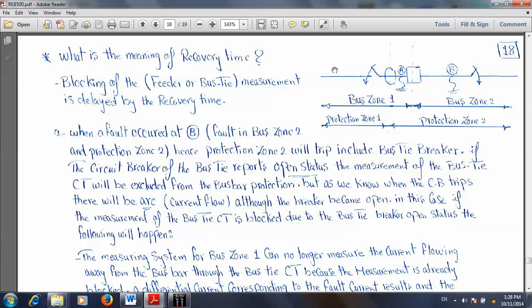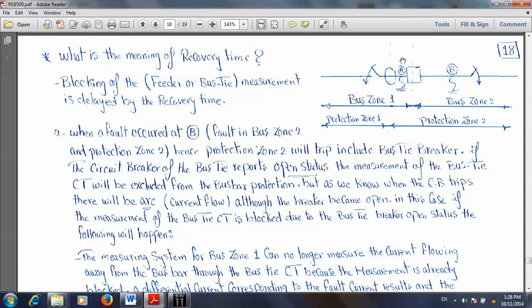tripping. So he put here one setting which is called recovery time, or you can say reclaim time. For this reclaim time, he's telling you that if the circuit breaker is opened, the CT measurement of the bus tie will be included in the measuring system for a time delay equal to the reclaim time delay. After this reclaim time delay, the CT measurement of the bus tie CT will be excluded from the measuring system.